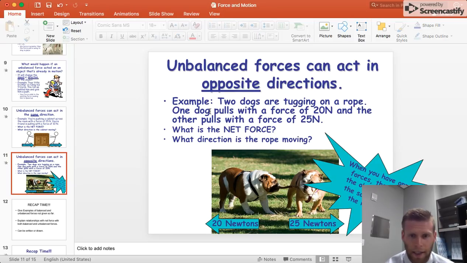So two dogs are tugging on a rope. One dog pulls with 20 newtons and the other pulls with 25. What is the net force? So if I have Bruno here pulling with 25, and Apollo over here pulling with 20, who's going to win? Bruno, right? How do I know he won? Well, because he has 25 newtons of force, so the motion's going to be going which way? To the right, right? So 25 newtons this way, 20 newtons this way.